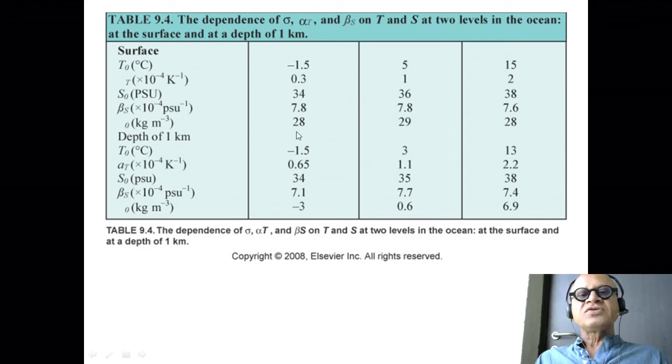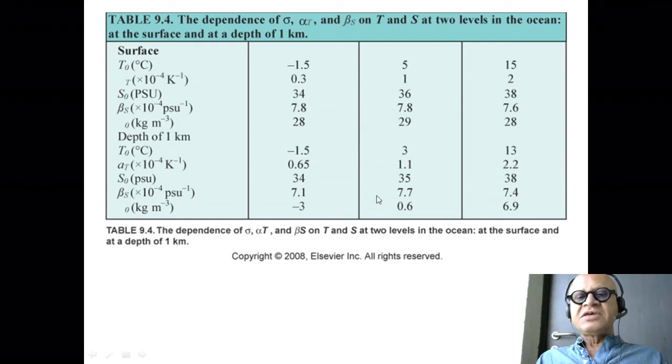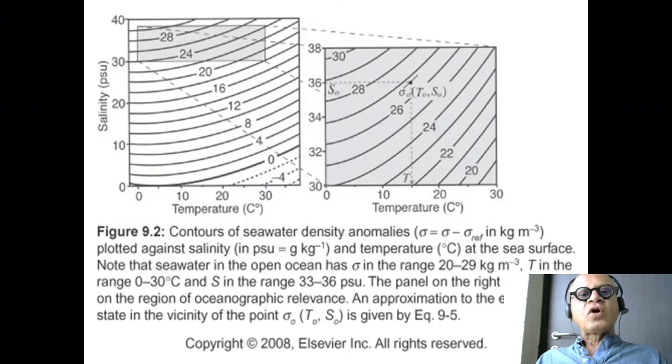So this is sigma here, and you have to be careful. It's 1028 minus 1000, so sigma is 28, 29, 28 as we talk about. Now there is beta S at depth, which has more variation because of the pressure effects, and there is the sigma that is at depth. So water has quite a different behavior than the atmosphere. In the atmosphere, pressure drops off exponentially with height, whereas in the ocean it doesn't increase exponentially with depth.